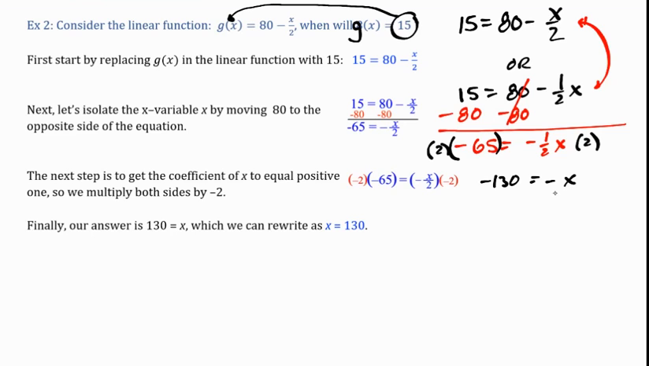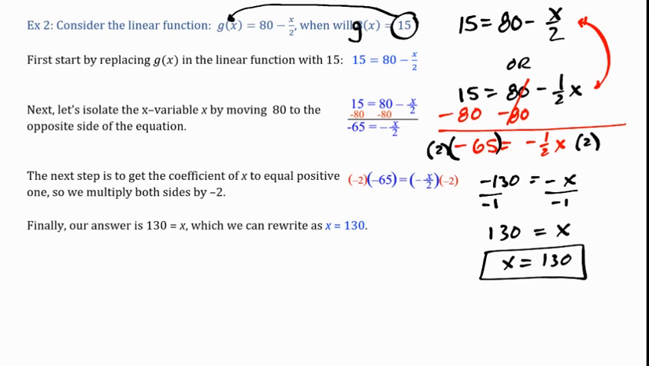And our last step is just to divide both sides by negative 1, because we want to know what positive x is equal to. So we get 130 is equal to x, or you can switch the order and say x is equal to 130.